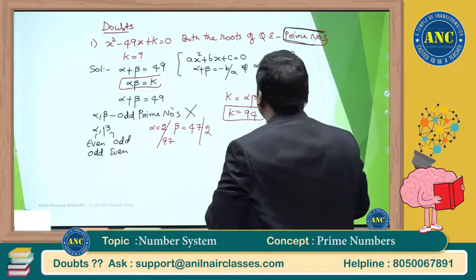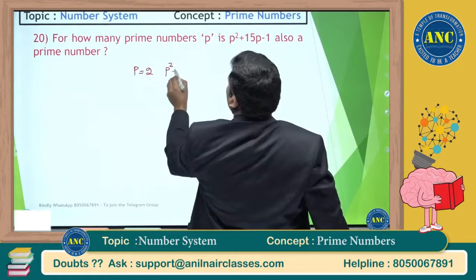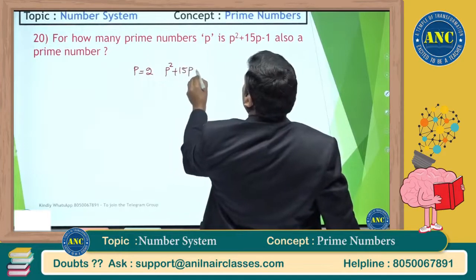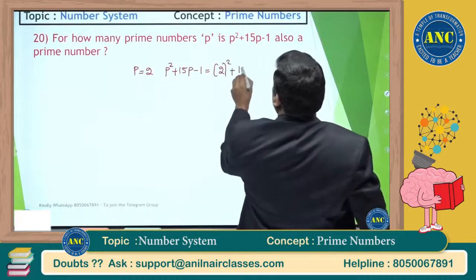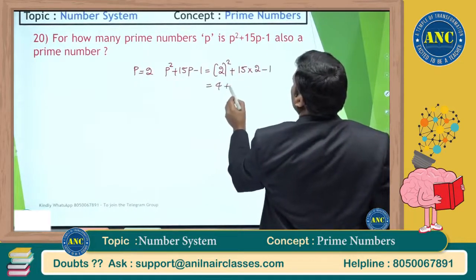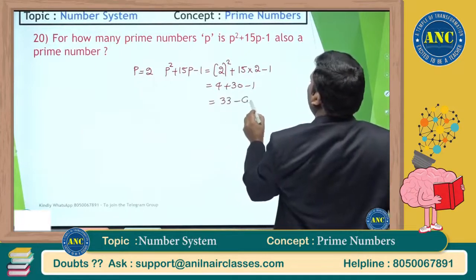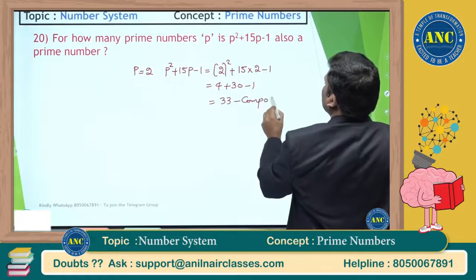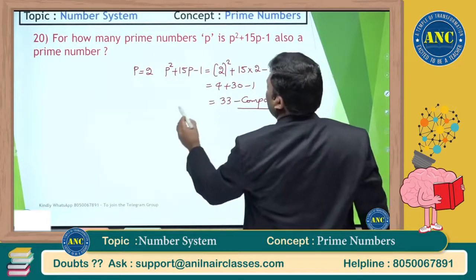So alpha beta is 2 into 47. Now p square plus 15p minus 1. I took it as in yesterday's class, 2 square plus 15 into 2 minus 1. 4 plus 30 minus 1, that is 33. 33 is a composite number. In a hurry, I said it was a prime number. 33 is a composite number.